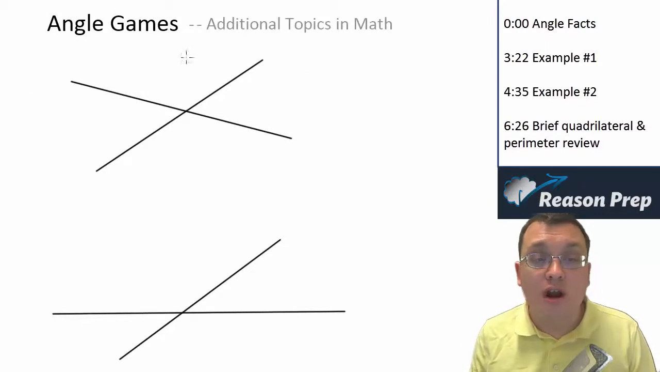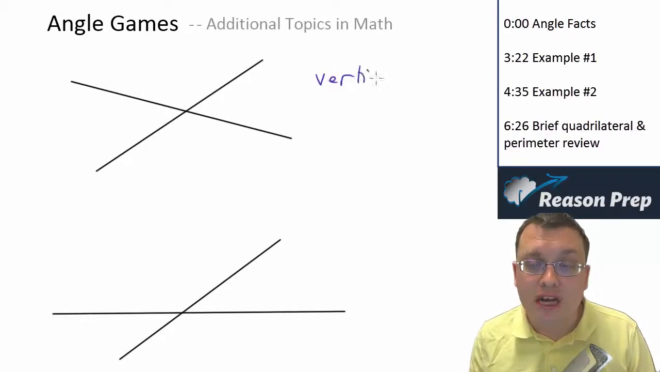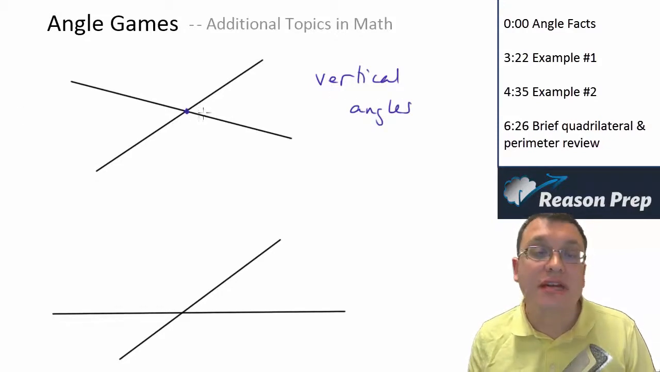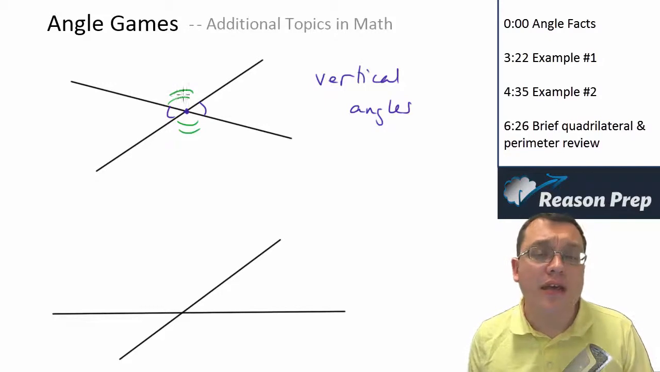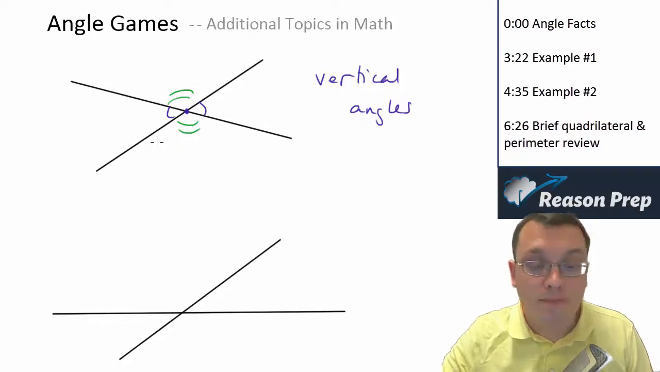The first are our vertical angles, and we've referenced these a couple times previously. When you've got two lines intersecting at a point, the angles across from each other, called vertical angles, are congruent. So this purple one equals this purple one, and this green one equals this green one.